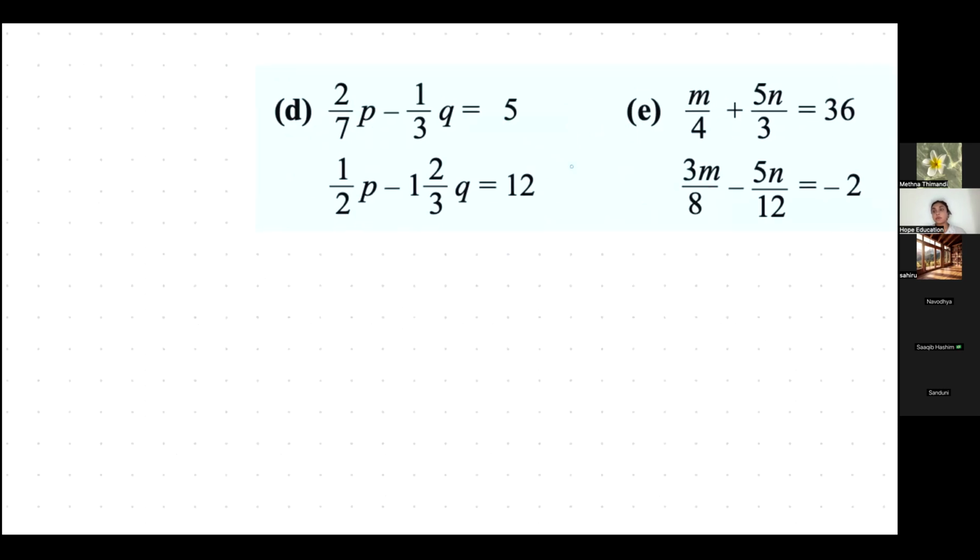So we have two equations and we have to solve this pair of simultaneous equations. So I will label this as equation number 1 and this as equation number 2. All right. So if you look at these two equations, 2 over 7p minus 1 over 3q equals 5. 1 over 2p minus 1 2 over 3q equals 12. What we do is, first of all, we remove the denominator.